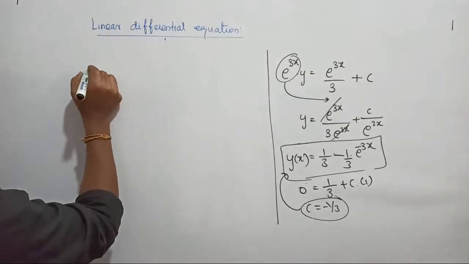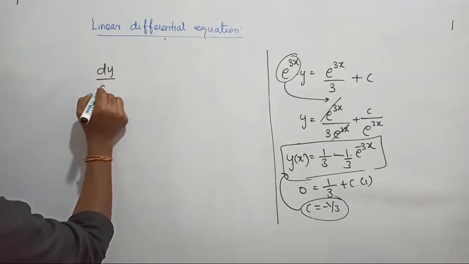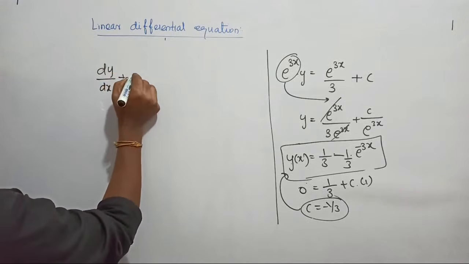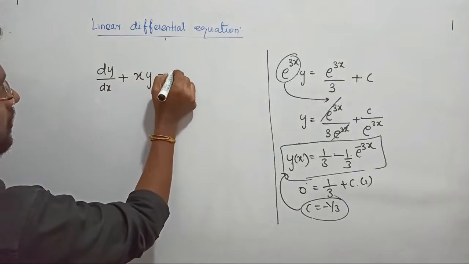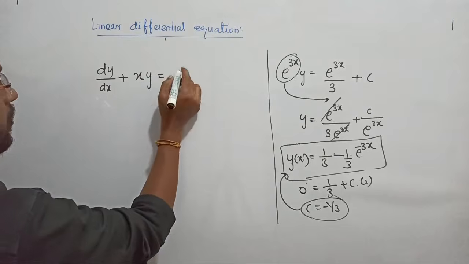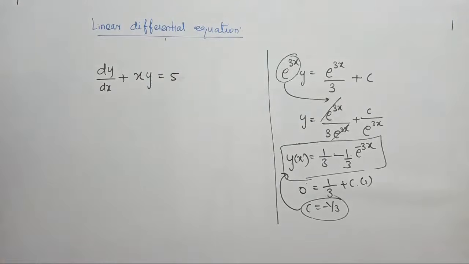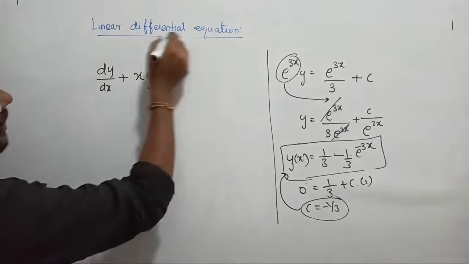Okay, let us consider some other example. dy by dx plus x into y is equal to, well, let us consider some other variable. Let us consider 5. What will be the solution for this? Let's see what happened. Once again, it looks like a linear differential equation.